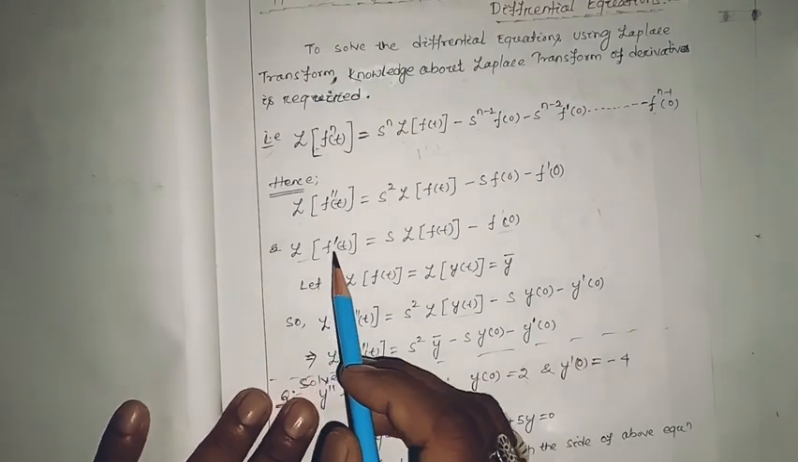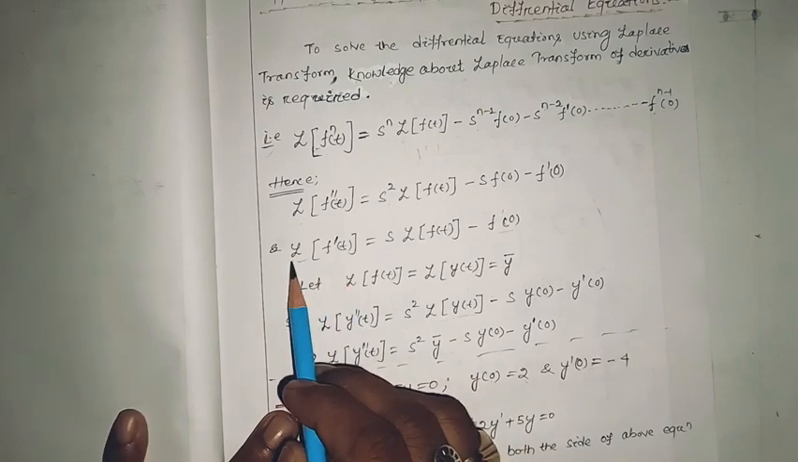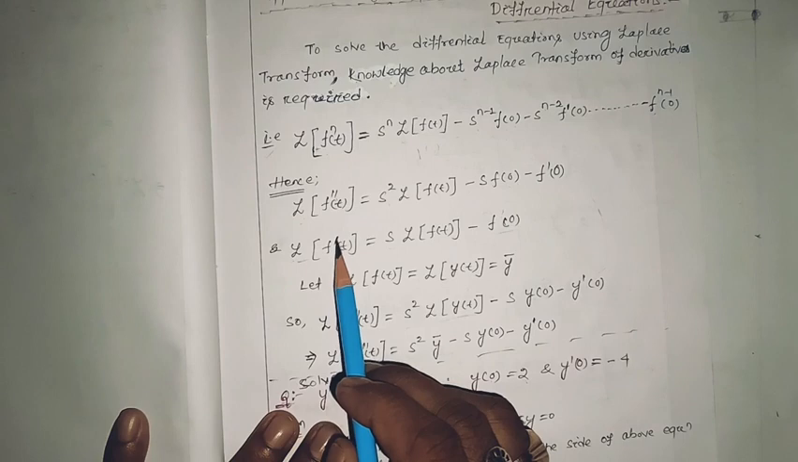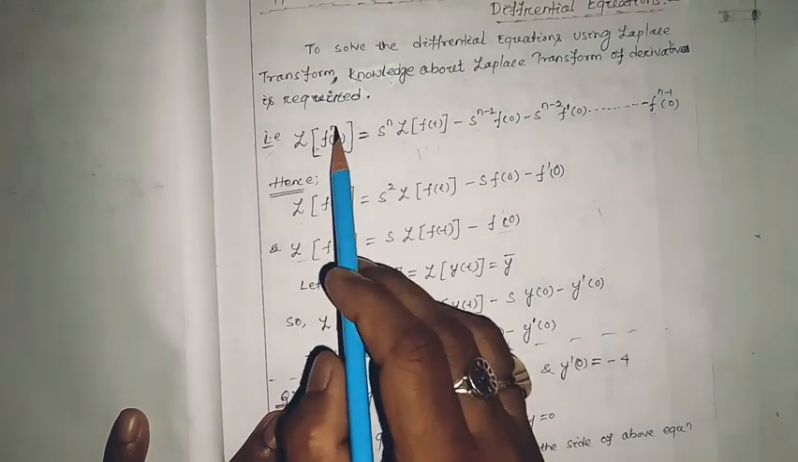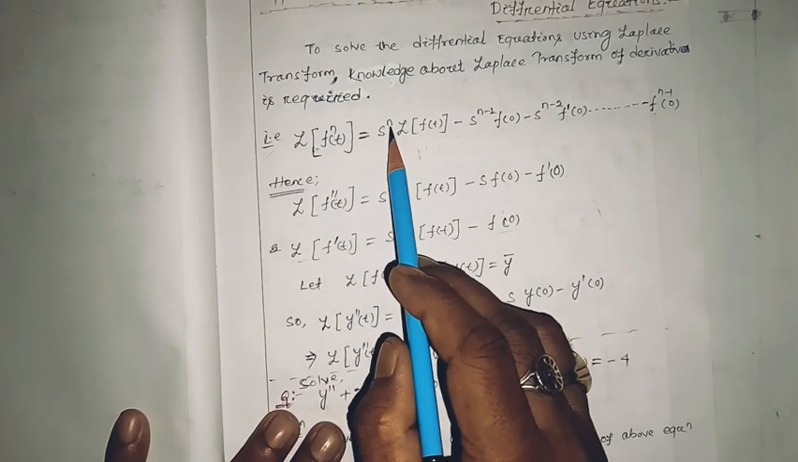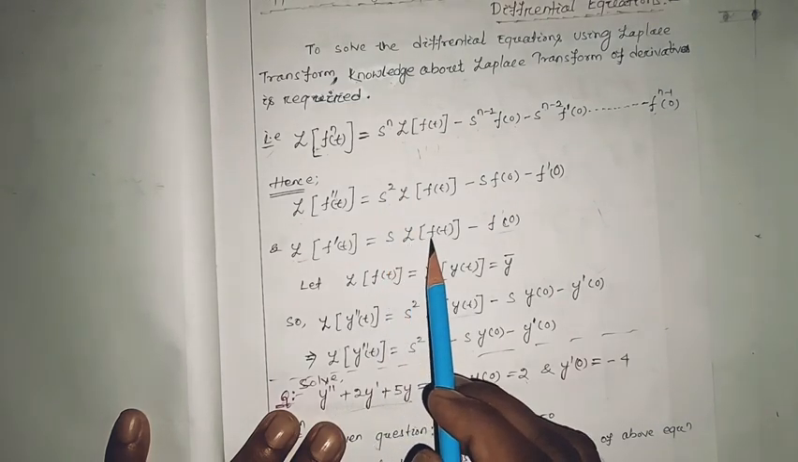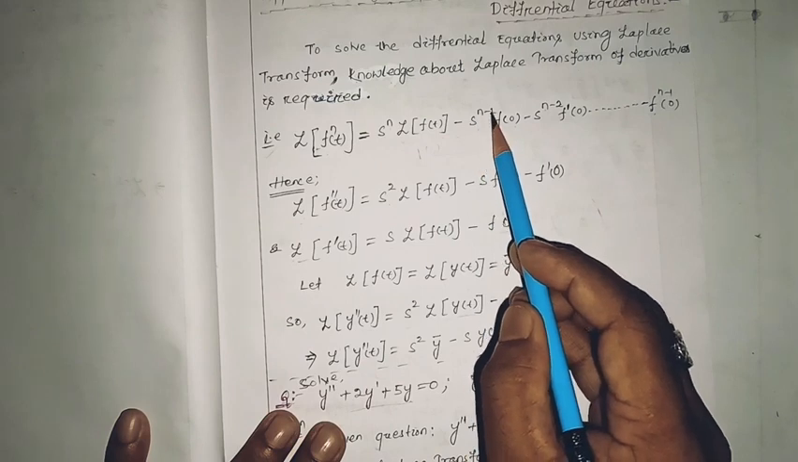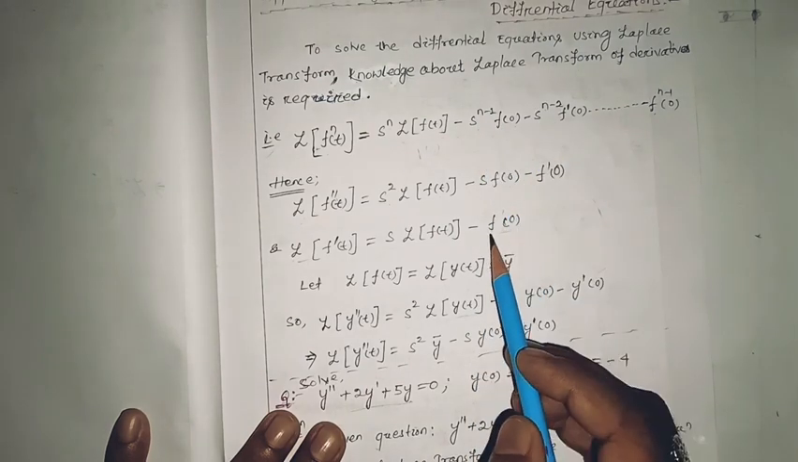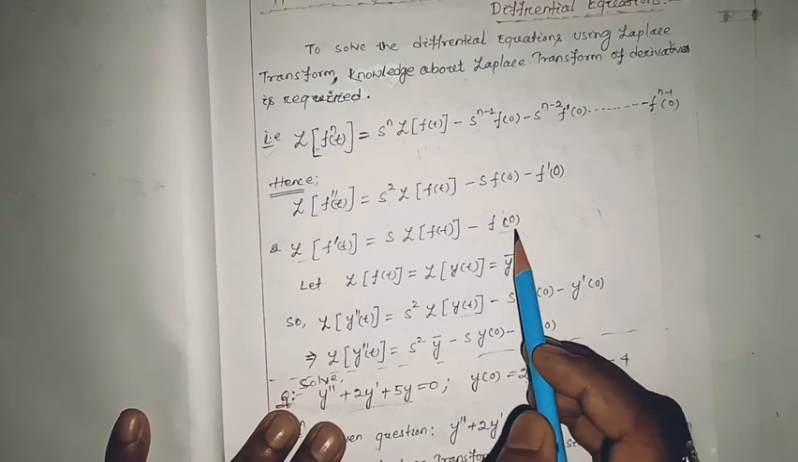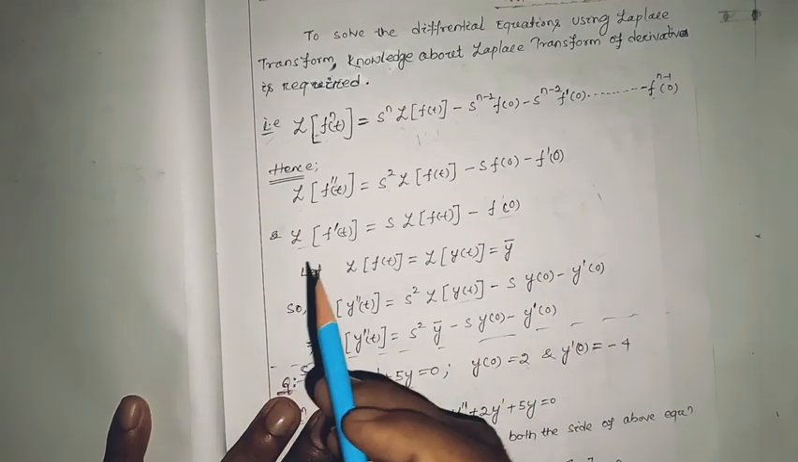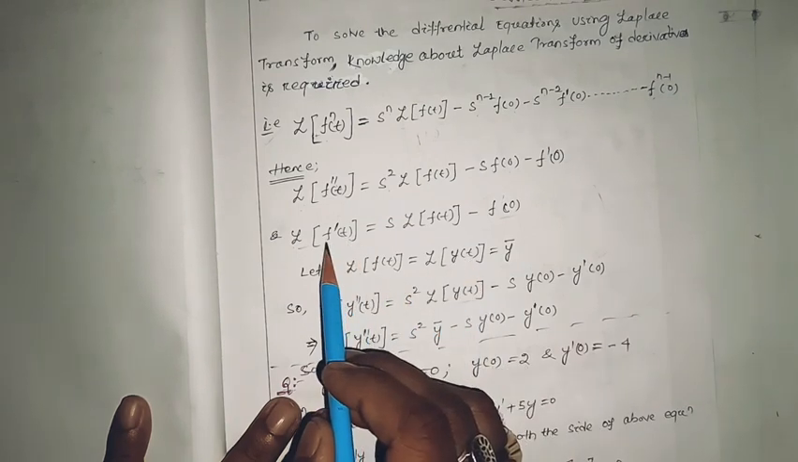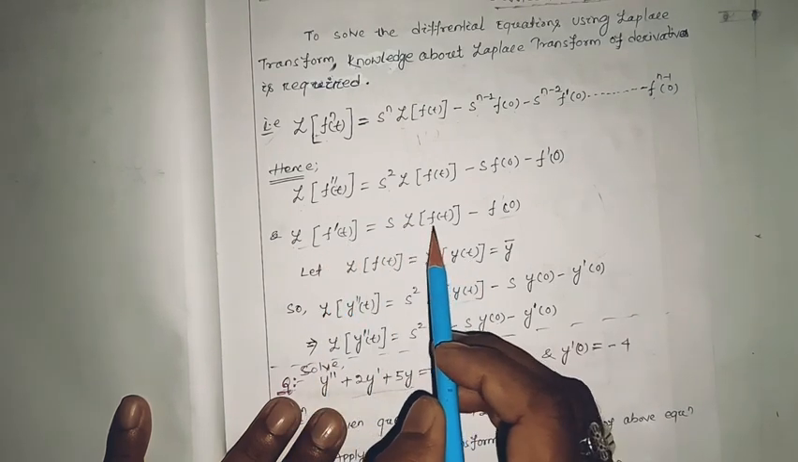If we consider the single derivative of a function and the corresponding Laplace transform, then the Laplace transform of f dash t, where there is one dash, means n equal to 1. Putting n equal to 1, we get s to the power 1 times the Laplace transform of f(t), minus s to the power 1 minus 1, that is s to the power 0, which is 1, and the last term will be f(0). Now, instead of f(t) we can write y(t).